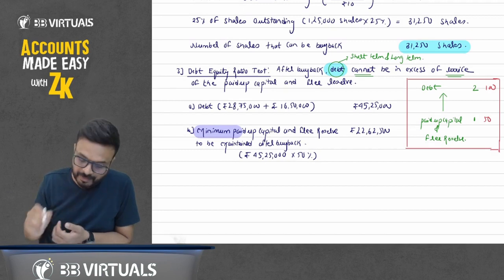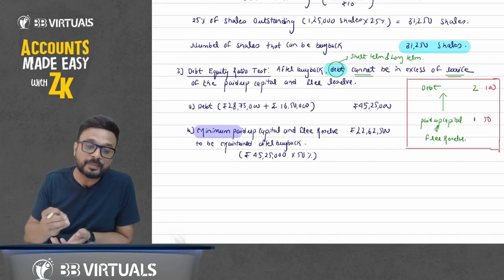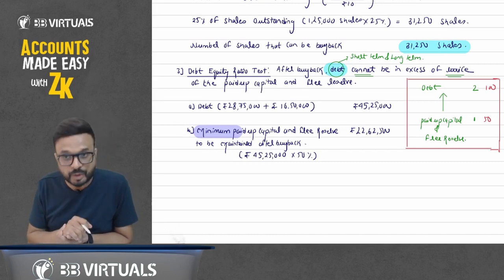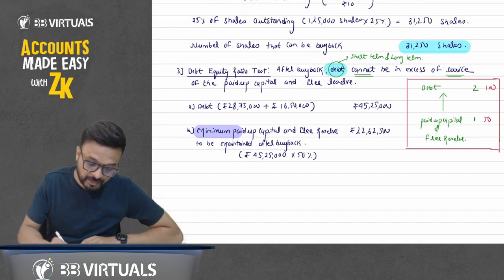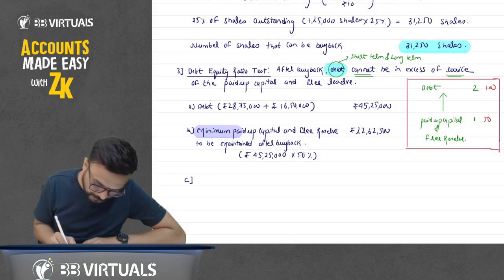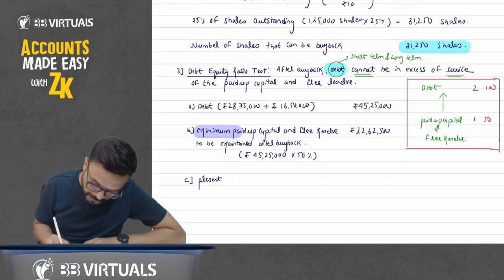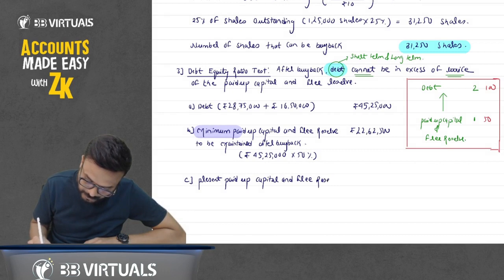The first step: your current debt is 45,25,000, and the minimum paid up capital and free reserve that should be maintained after buyback is 22,62,500. Okay. Now write down here point number C: present paid up capital and free reserve.